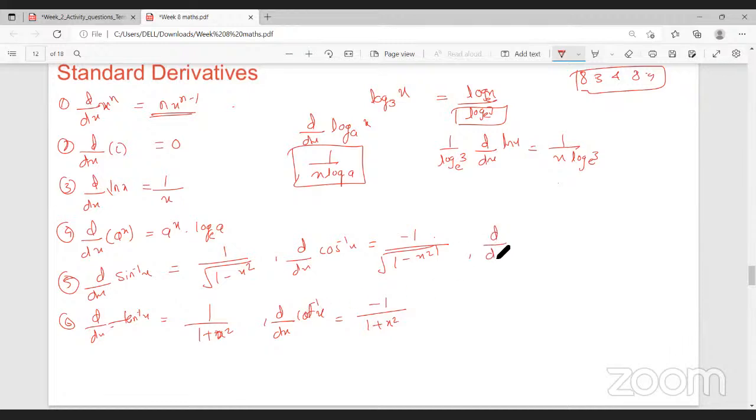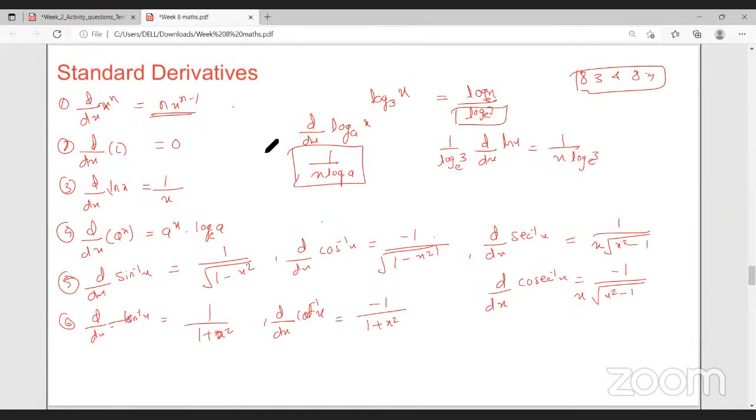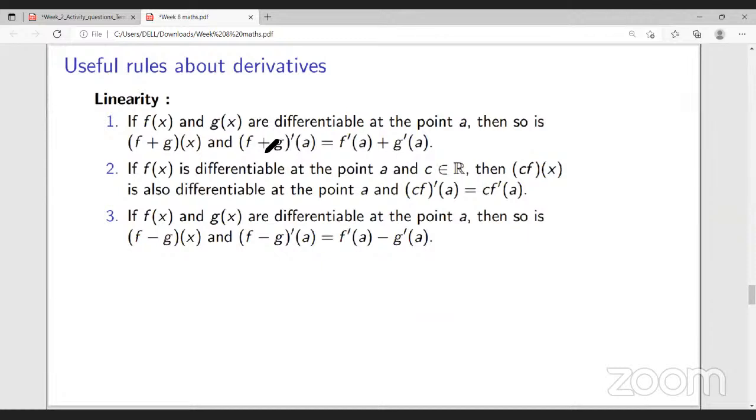What is remaining? Derivative of sec inverse x is 1 upon modulus of x into root under x square minus 1. For cosec inverse, you have minus 1 multiplied, so minus 1 upon modulus of x into root under x square minus 1. You can search on the internet, or refer to any textbook, it is given there. Yeah, so if we know the standard derivatives, then we can solve it.